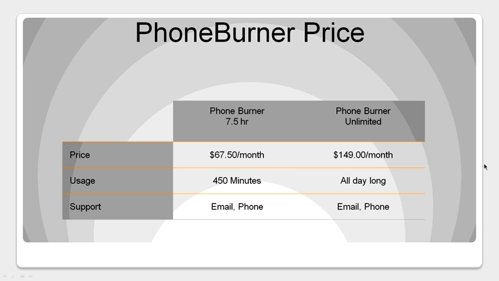Now, if you're going to make more than 900 dials a month, on average, that's kind of my recommendation, then I recommend that you bump up to the PhoneBurner Unlimited. Otherwise, you have the potential of spending more than $149 and you're counting minutes. So you might as well just be on the Unlimited. You can use it all day long. You don't have to count your time. You get email and phone support.